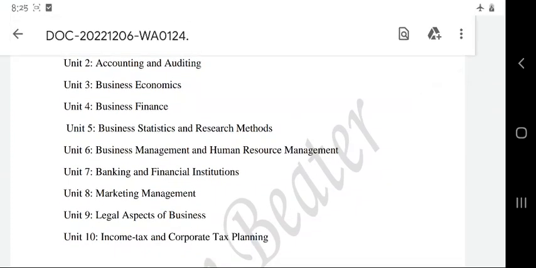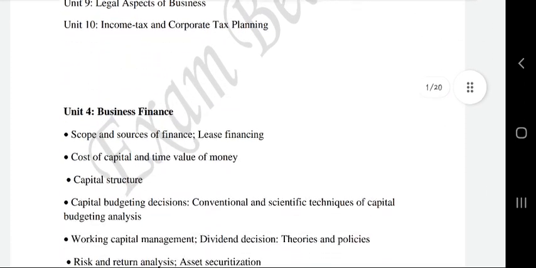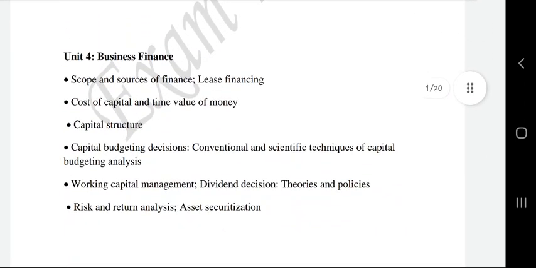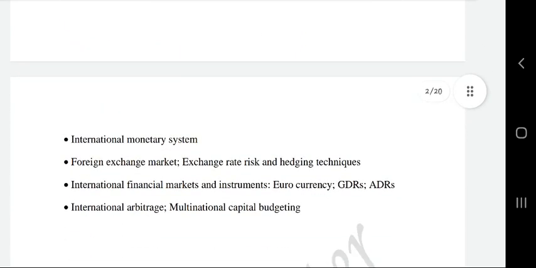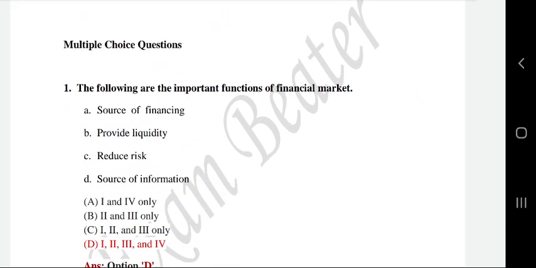Here there are 10 units. Then you can see the topics included in Unit 4, Business Finance. And let's start with our MCQ.